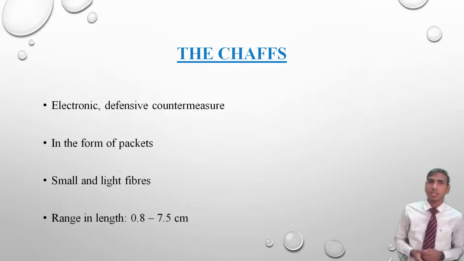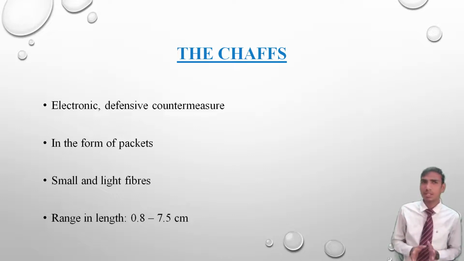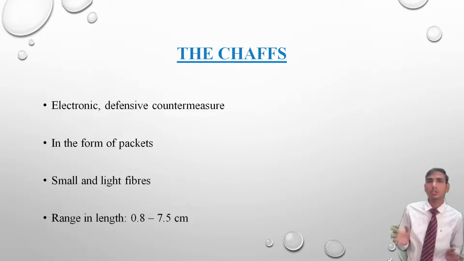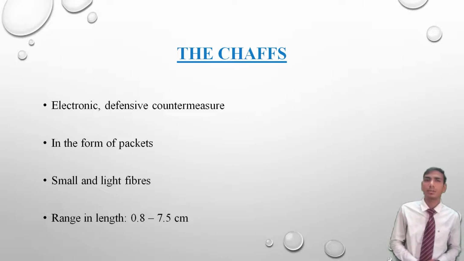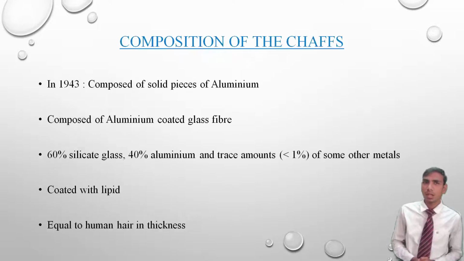Chaff is an electronic defensive countermeasure designed to reflect radar waves and thus obscure aircraft from radar tracking sources. These are in the form of packets, and these packets are ejected from an aircraft in cartridges or projectiles that contain millions of individual fibers. These fibers are made as small and light as possible so that they remain in the air long enough to confuse enemy radar. The length of the chaff fibers ranges from about 0.8 to 7.5 centimeters.